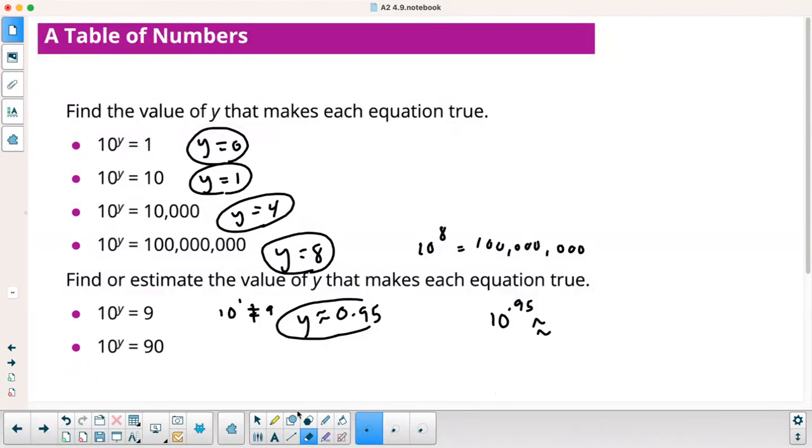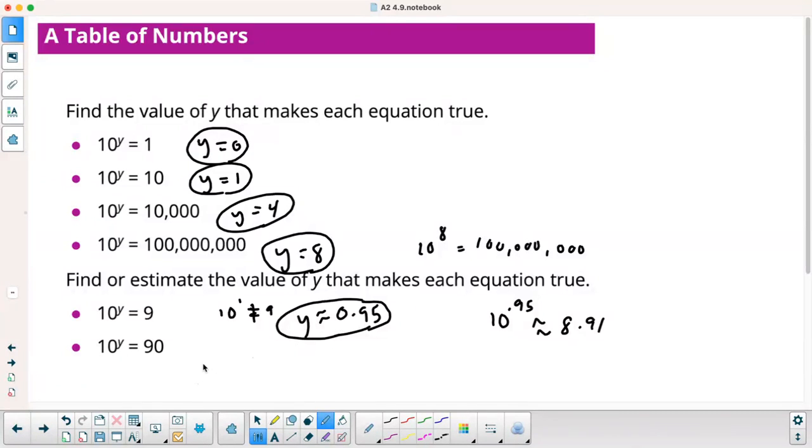I'm getting here at 8.91. So I need to get a little bigger. If I wanted to make it 0.96 or 0.955, something like that, I could. But I'm going to chop it off right there.